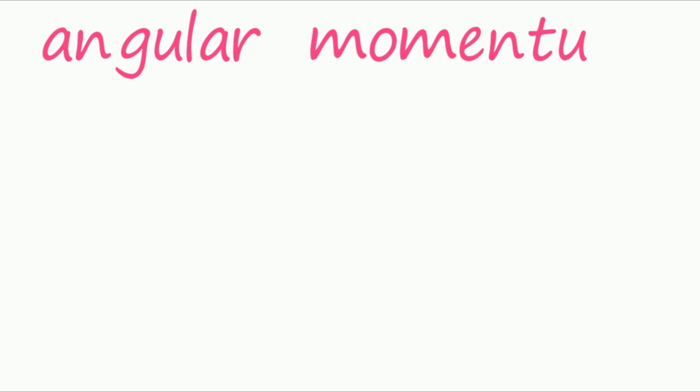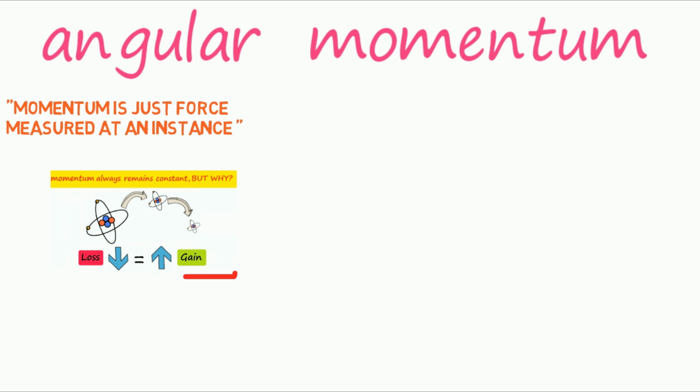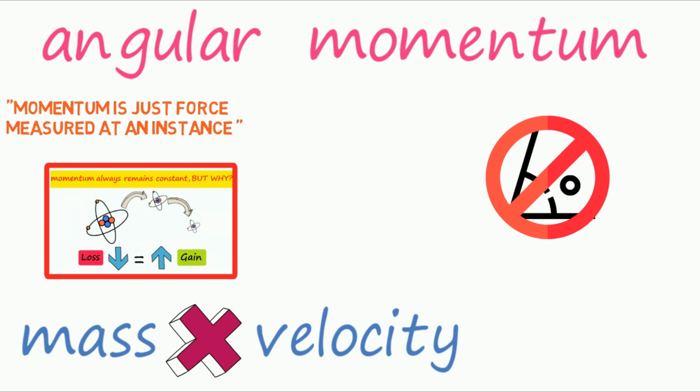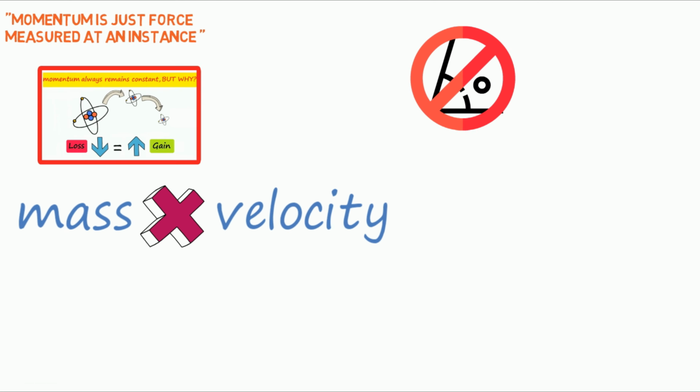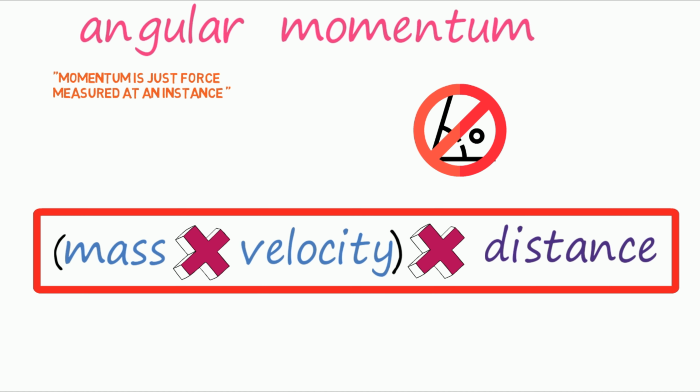Now let's move on to angular momentum. Linear momentum is just force measured at an instance. I have made a video which explains momentum in detail, so check that video for more info. Now angular momentum is a bit different from the other angular quantities, as it does not require any angle. We know that the expression for momentum is mass times velocity. And so in angular momentum, we just have to multiply this mass times velocity with distance. And that becomes the expression of angular momentum. And thus the dimensional formula is M L squared times T to the power negative 1.